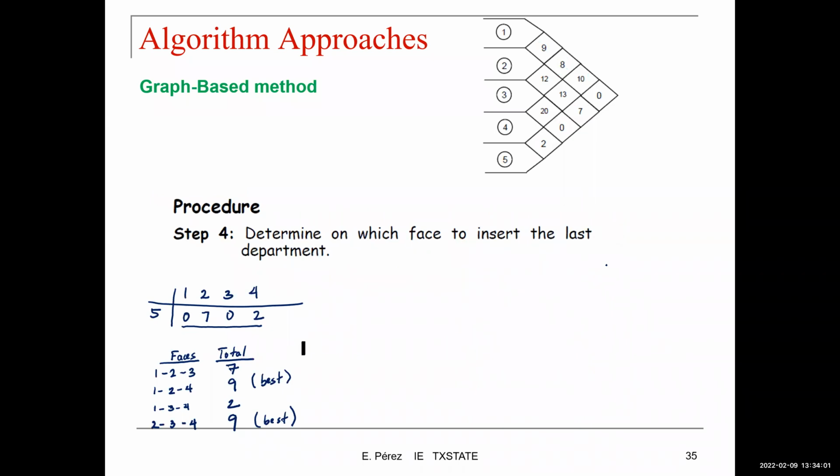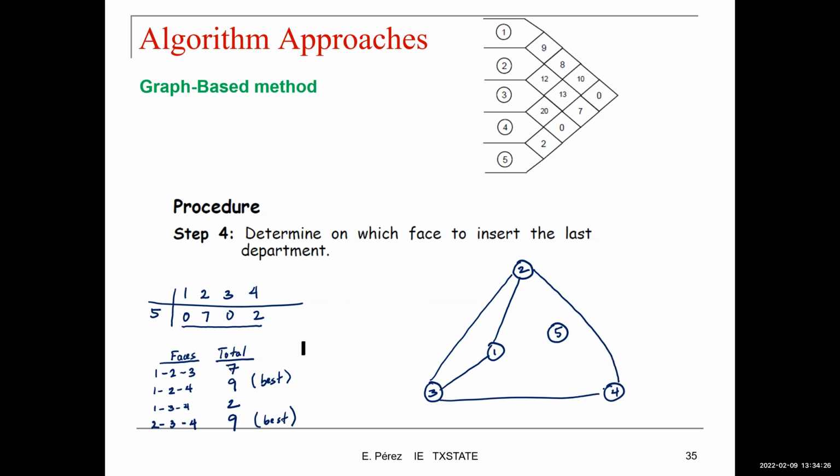So the graph is going to look like this. Number 2, number 3, we have 4, we have 1, and we have 5. These 2, then we have these 2. This is 12, 9, 7, 13, 8, 20, 10, and 2.